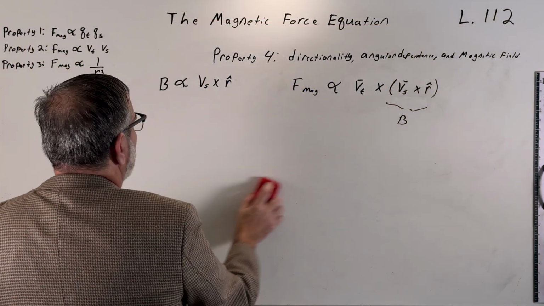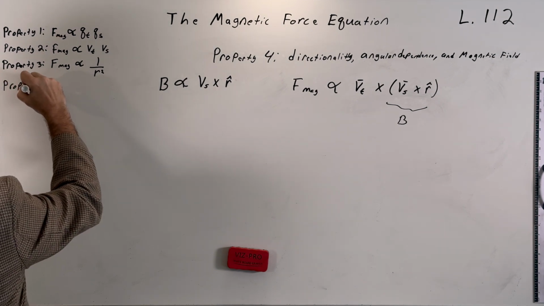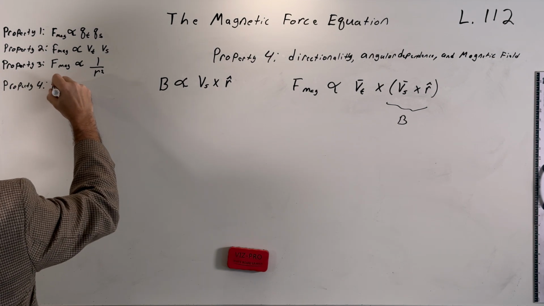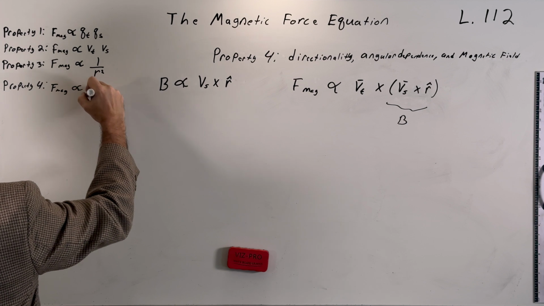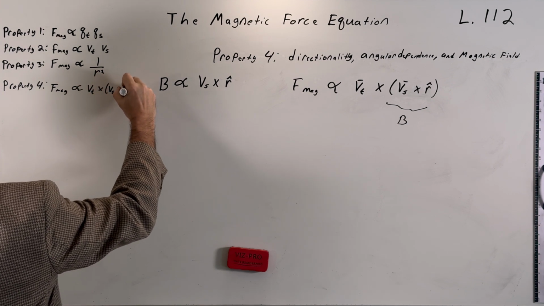Okay. And so I'm going to write this property as this. Property 4: F_mag is proportional to v_t cross (v_s cross r-hat).